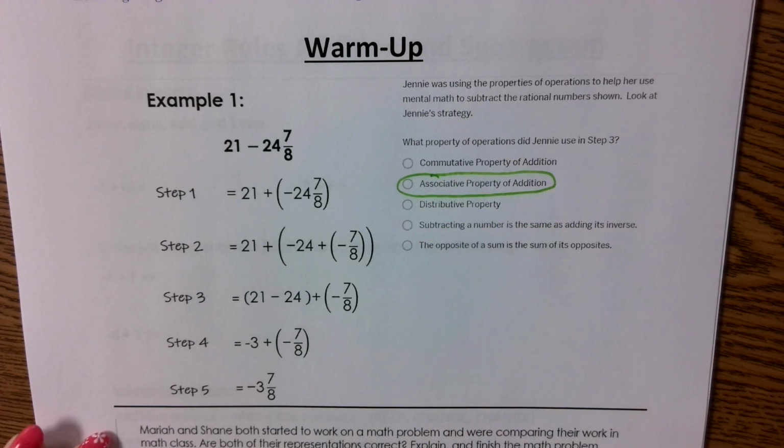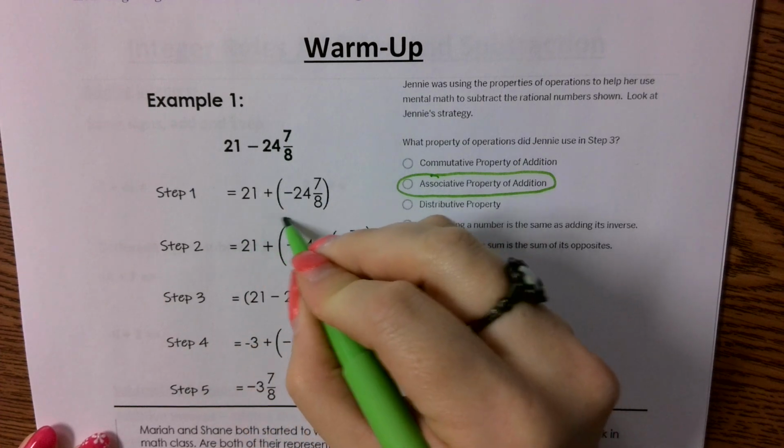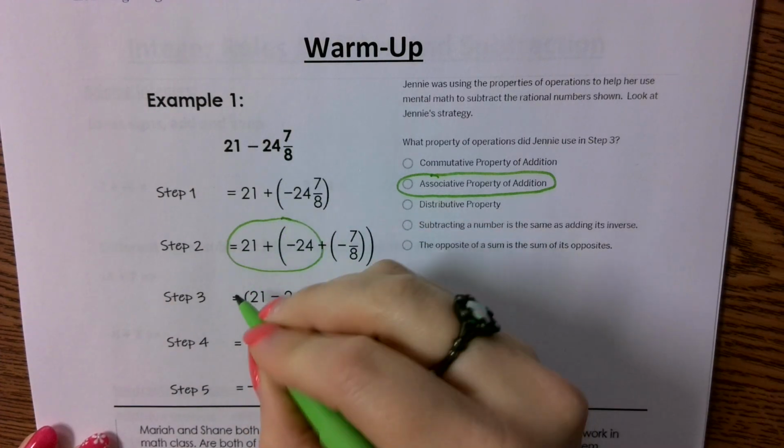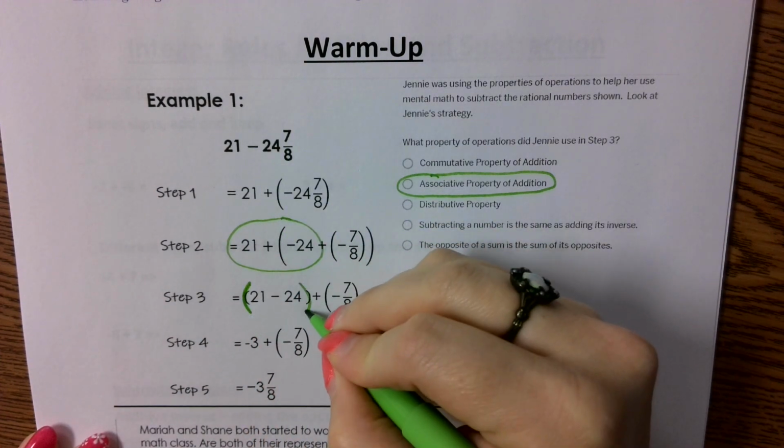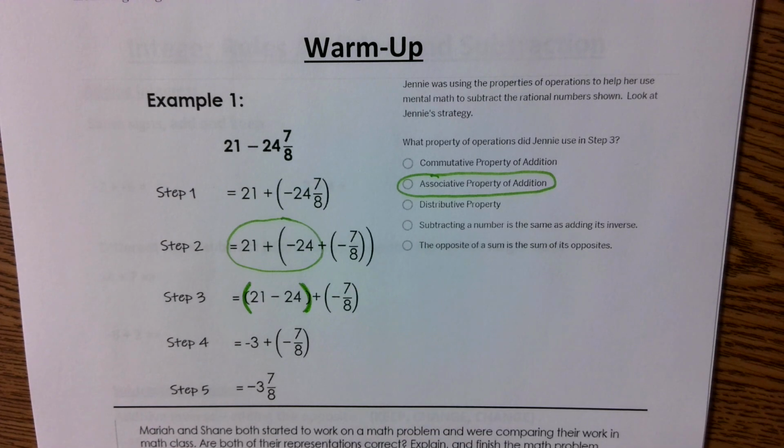We know associative property happened because of this right here. This now became the parentheses around these two. But what else happened? Jeremy? Not distributive. Christiana. Not commutative. So take a look.